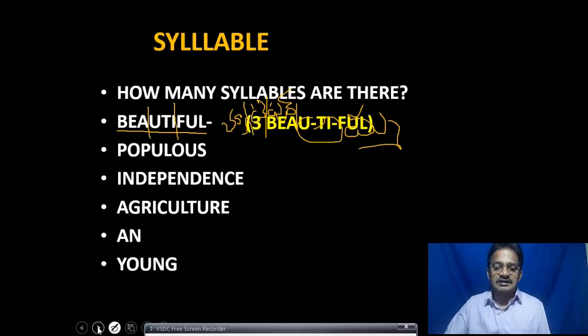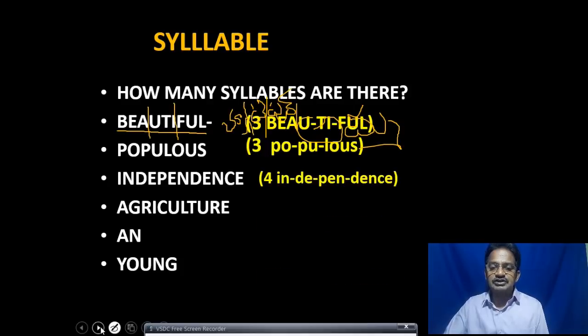The word is a tetrasyllable word. 4 syllables is known as tetra. 1 is mono, 2 means di, 3 is tri, 4 syllables is called a tetrasyllable word. Now observe here, agriculture. How many syllables are there in this word? Agriculture.